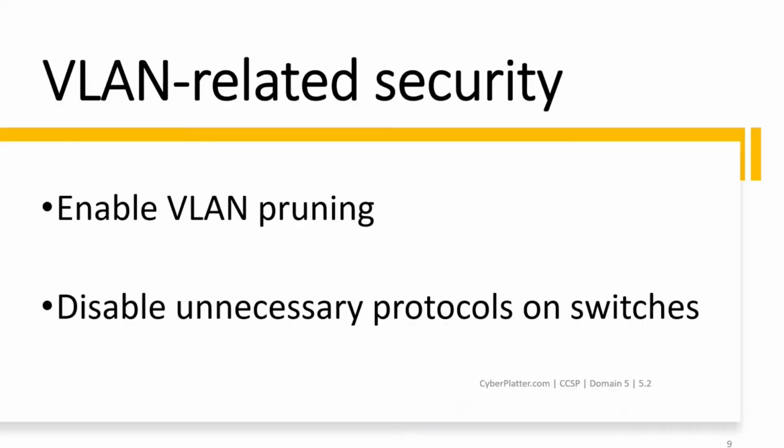Now let's see how we can increase VLAN related security. We can do that by enabling VLAN pruning, that is removing unused VLANs, and we can also increase VLAN related security by disabling unnecessary protocols on switches.